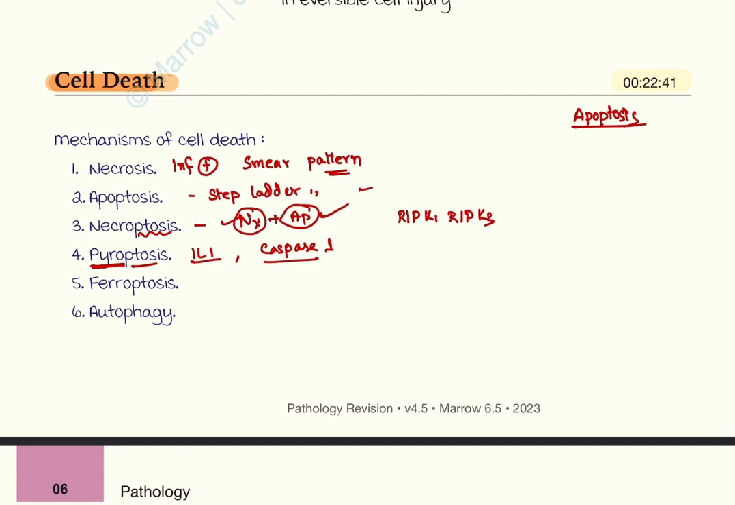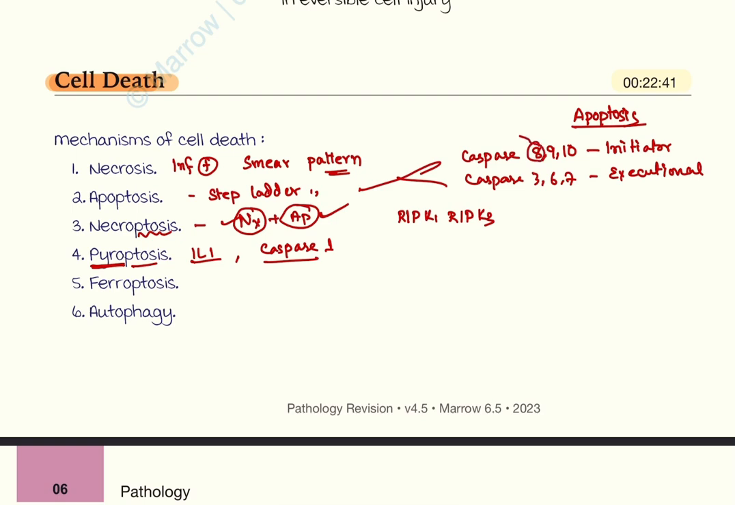Okay, in apoptosis, two groups of caspases are involved. One group is caspase 8, 9, 10. Another group is caspase 3, 6 and 7. The first is what is known as initiator caspase, and the second is what is known as executor or executional caspase.